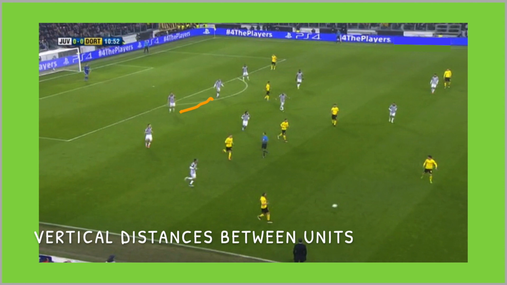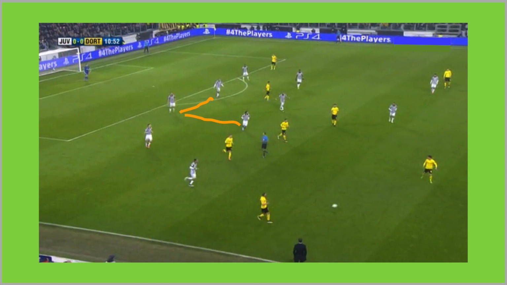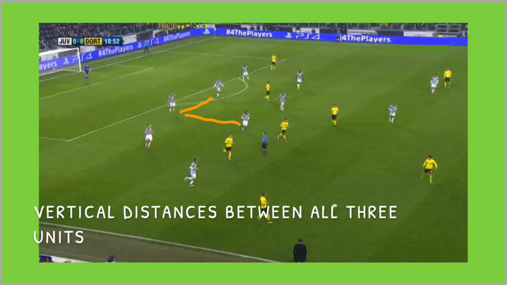The next key distance is distance between units. As we can see here, we'll use the centre back and the central midfielder. Again, the distance is very small. This again limits space available for Borussia Dortmund to exploit. The final distance is the distance between all 3 units. So here we've got the defence to attack is a very, very small distance. This again just limits the space centrally that Borussia Dortmund can play into and potentially exploit.